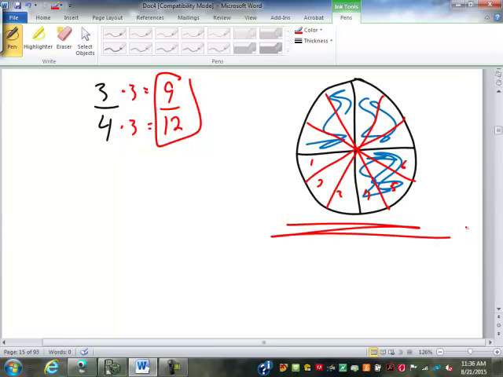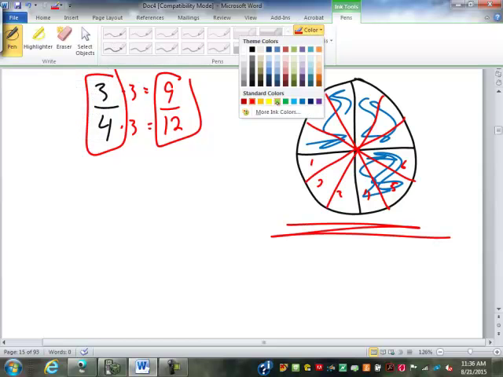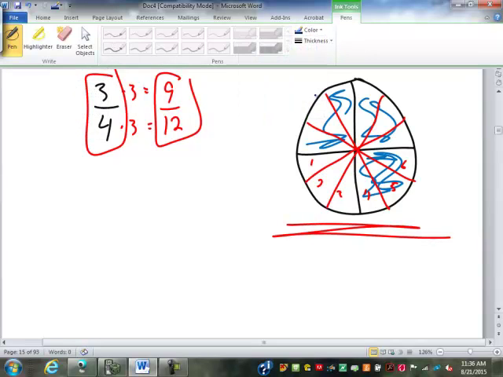Do we have any more or less than we did before? No, we have exactly the same amount. So 9 twelfths and 3/4 are exactly the same amount. They just look different. And that's what the whole process of renaming a fraction is: we're trying to keep the same amount and just change the appearance.